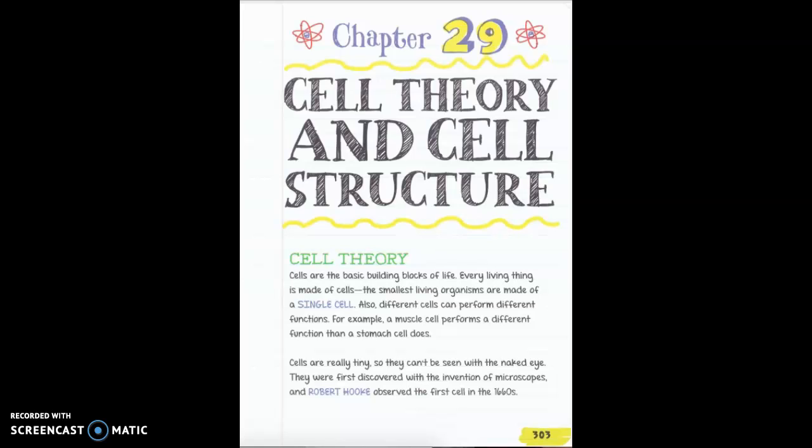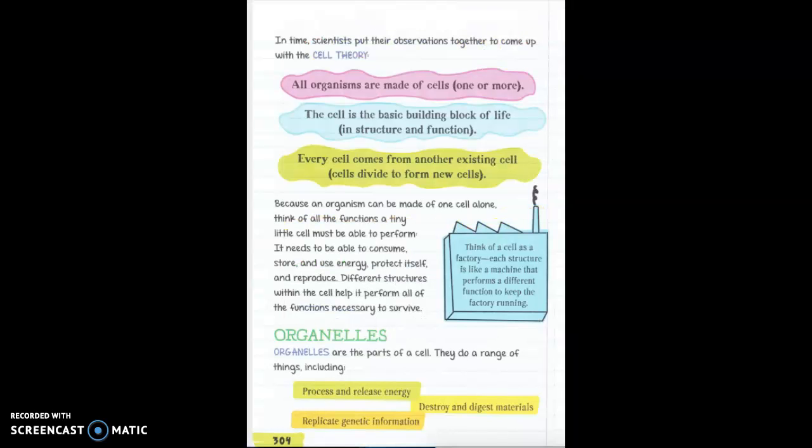Cells are really tiny, so they can't be seen with the naked eye. They were first discovered with the invention of microscopes, and Robert Hooke observed the first cell in the 1660s. In time, scientists put their observations together to come up with the cell theory.